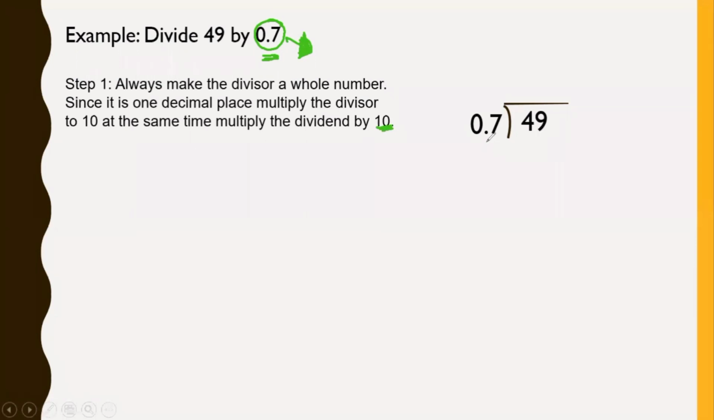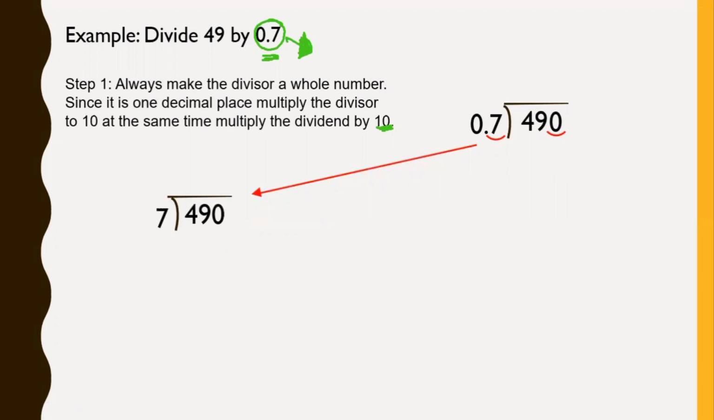Or, pwedeng ito yung shortcut. We just move the decimal point of the divisor one place and the decimal point of the dividend also one place to the right. We also move the dividend one place. Since nabakante yan, we write a placeholder 0. So that will become 490 divided by 7.